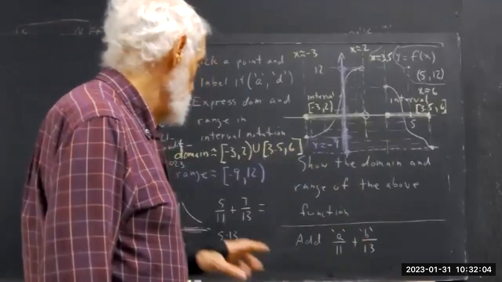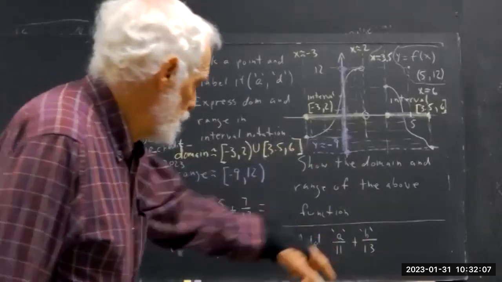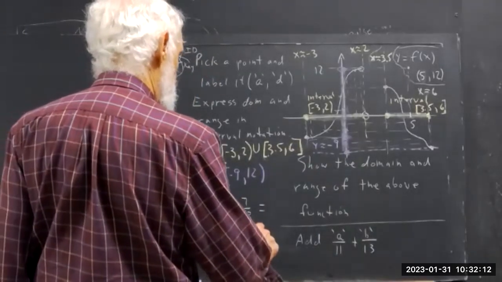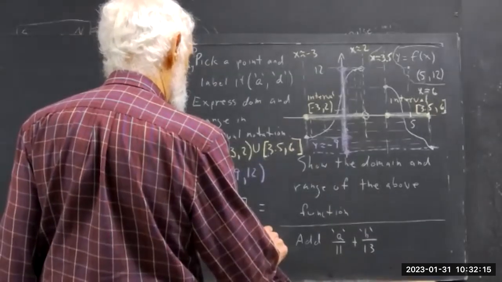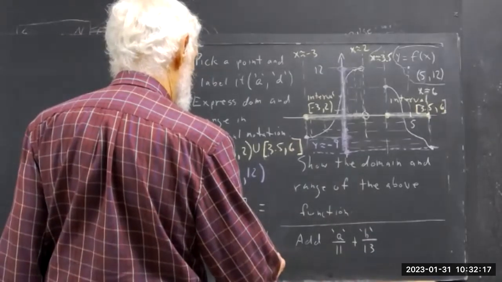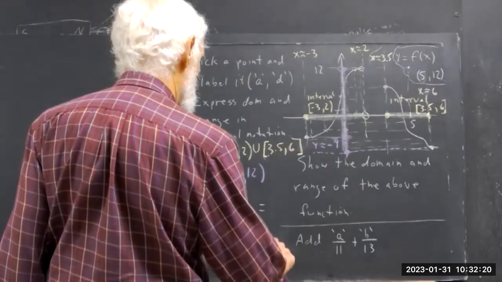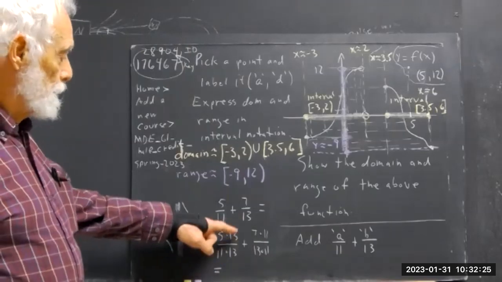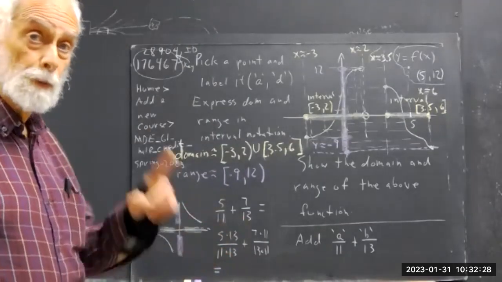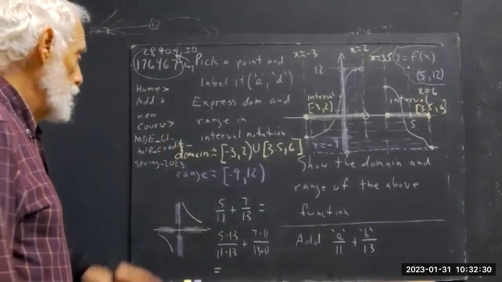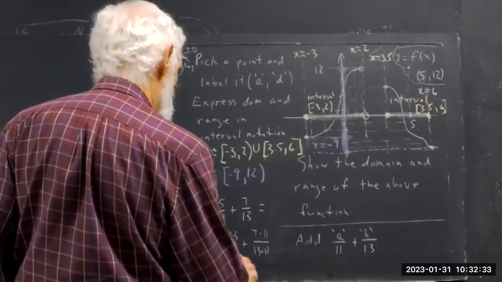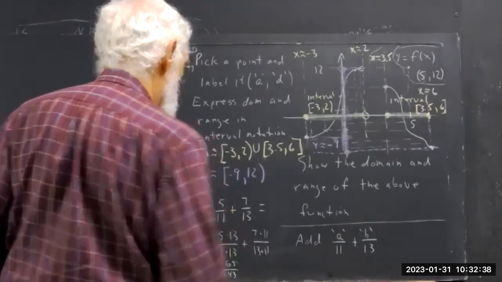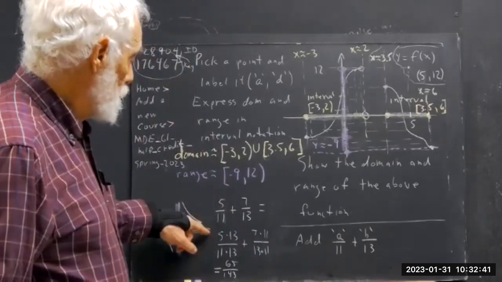Okay, so now let's go on to adding fractions. 5/11 plus 7/13. 5 times 13 over 11 times 13, and 7 times 11 over 13 times 11. Now, essentially I multiply by 13 over 13. That's just like multiplying by 1. The fraction I get when I do this, which is 65 over 143, is totally equivalent to this one.